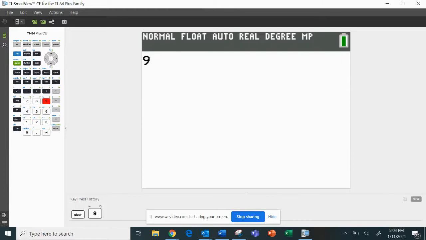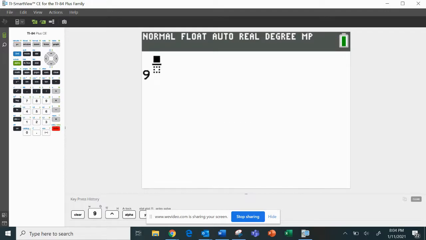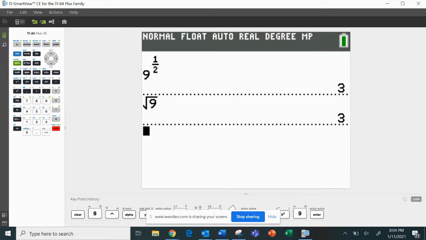So I'm going to type 9, and then I'm going to hit that caret button. And since I have the newer calculator, it makes the little box, but sometimes it just leaves the little caret in there. With my new calculator, I'm going to hit alpha y equals, and that's going to give me the option of choosing a fraction. So while I'm in a fraction here, I'm going to put 1/2 and hit enter. We get 9 to the 1/2 is 3. So that is the exact same answer as the square root of 9, which is also 3.